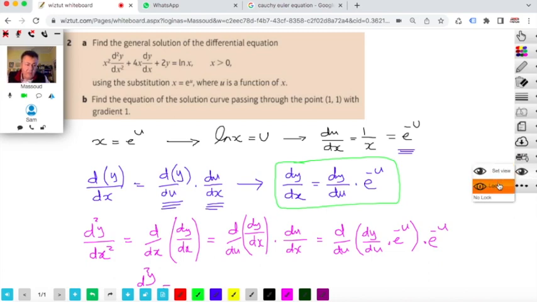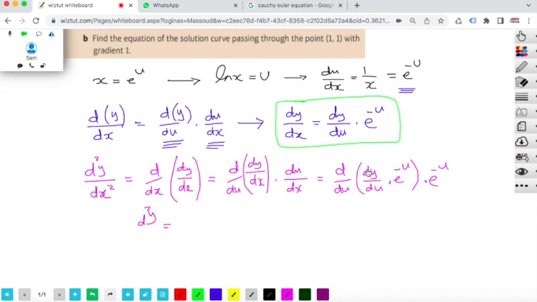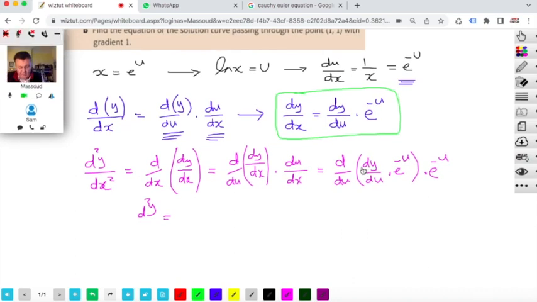Let's move up a little bit. So really, the second differential, d2y dx squared, is in fact, let me write it a bit neater, the differential with respect to u of this product. So it'll be the differential of the first part multiplied by the second part, plus the differential of the second part multiplied by the first part. This is a product to be differentiated, and that outside.